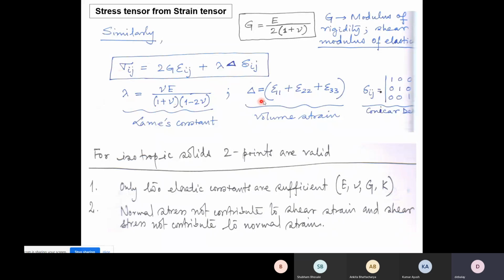Delta is the volume strain, epsilon 11 plus epsilon 22 plus epsilon 33. And the Kronecker delta is again just telling that for normal stress and strain, this second term will be there. For shear, the second term will not be there. So for an isotropic solid, 2 points are valid. Only 2 elastic constants are sufficient. So far, what we are discussing is the isotropic solid.